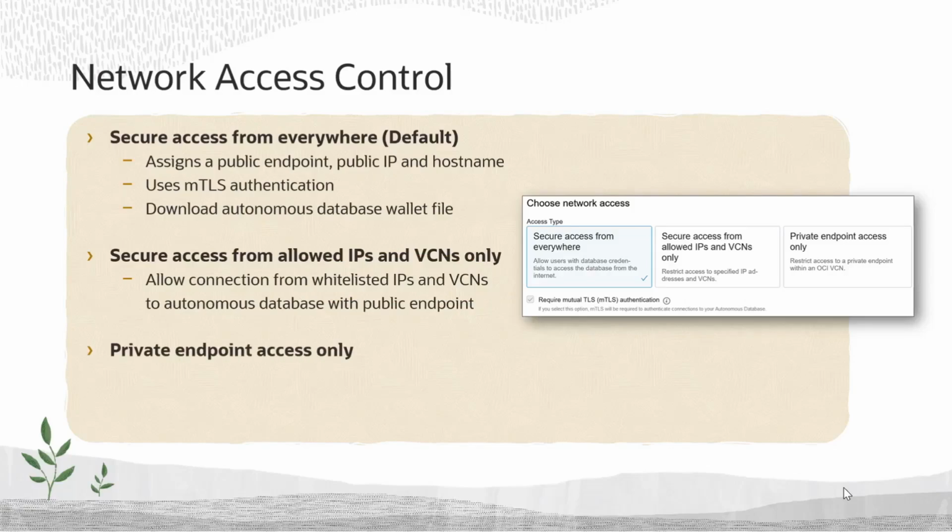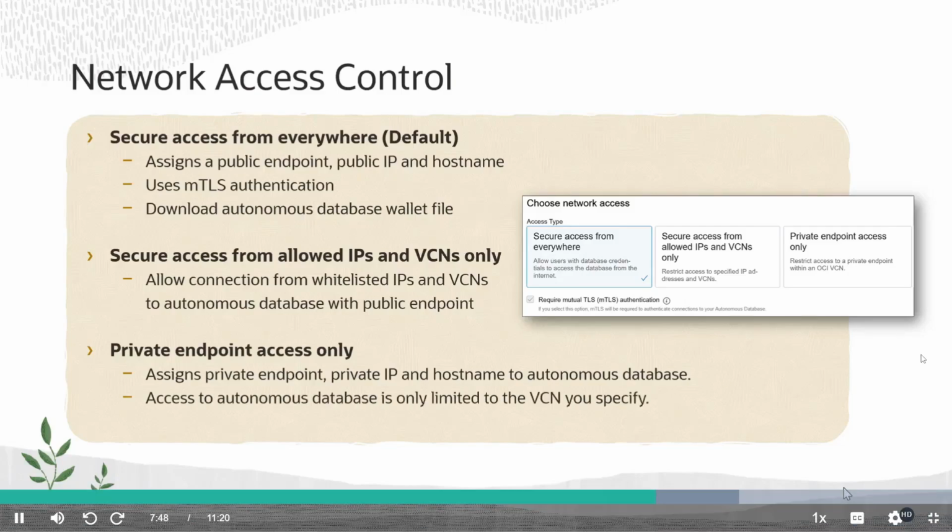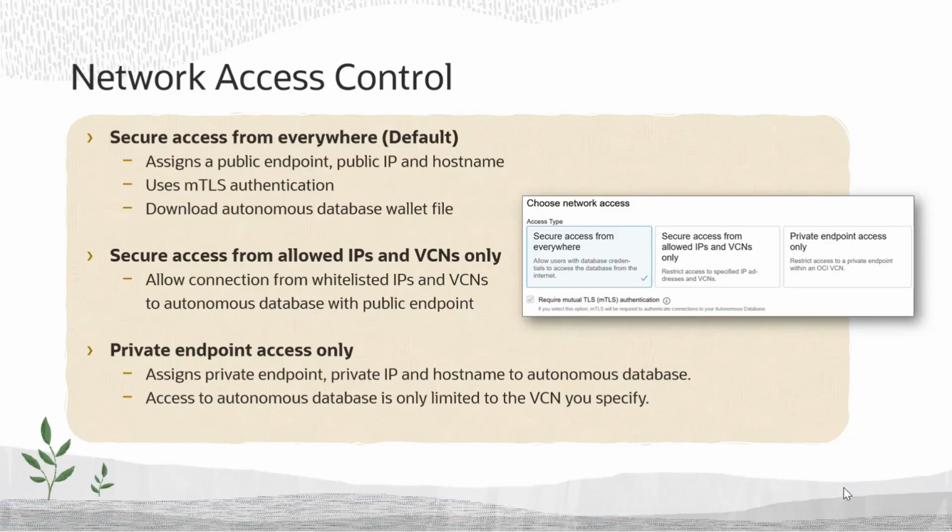The third type is the private endpoint access only. This option is preferred when your database holds critical data and the access should be highly restricted. This option assigns a private endpoint, private IP, and hostname to your database. It allows traffic only from the VCN you specify during provisioning and restricts access from all public IPs and VCNs. You control access to the database by defining ingress and egress security rules at the network security group level in the VCN.